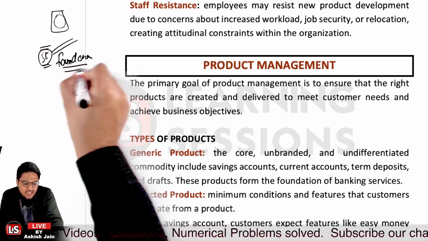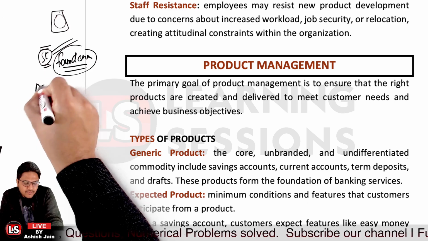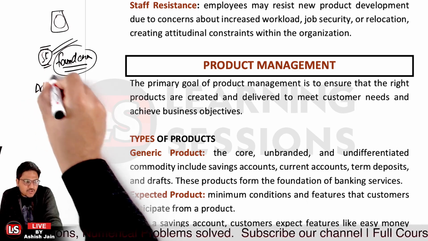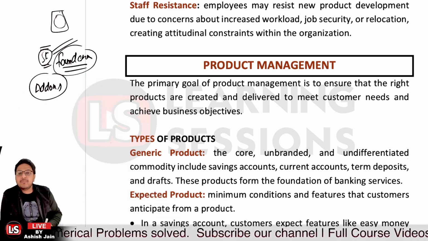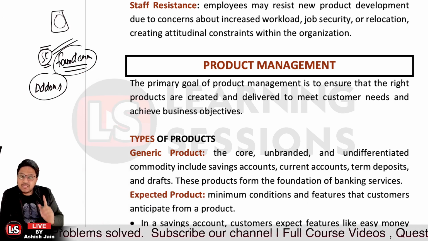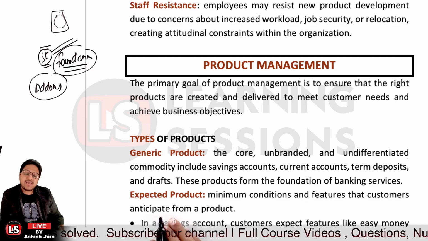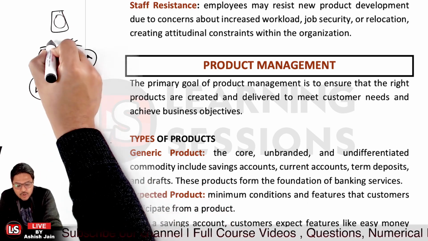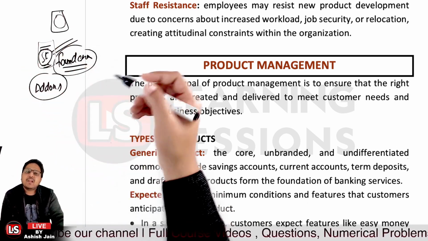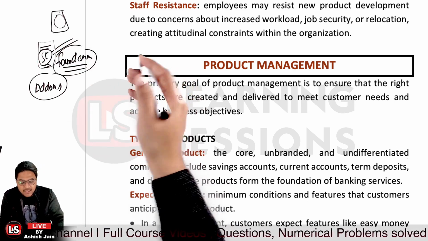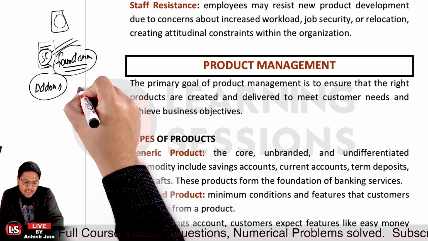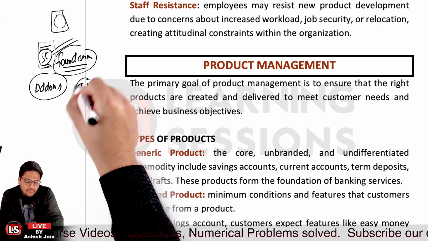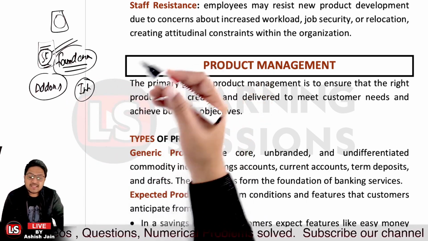Now when we add some add-ons or some minimum features to it, it basically becomes an expected product. If I talk about a savings fund account, it's a very generic thing. But let's say we talk about an international savings fund account of XYZ bank.